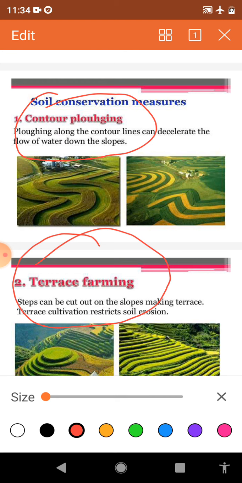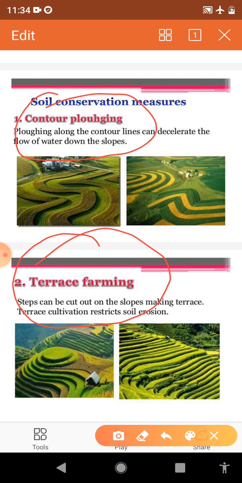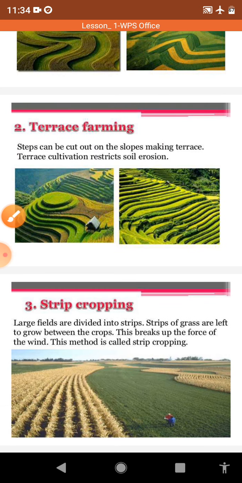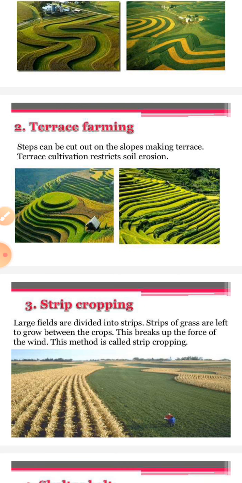Then terrace farming can also be included as a relevant point. In this type of farming, the slope of the hill is converted into terraces, stair-like structures. And when the slope of the hill is converted into terraces or stair-like structures, this structure reduces the speed of flow of water, stream of water, or rainwater, and in this way soil erosion is restricted or controlled.